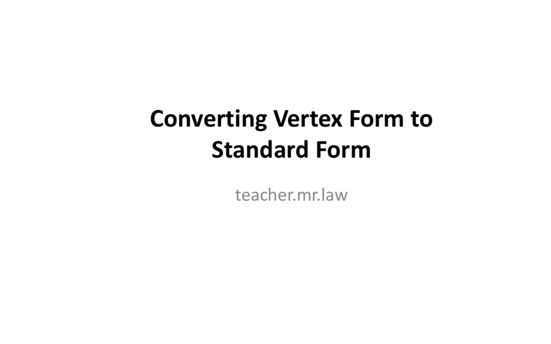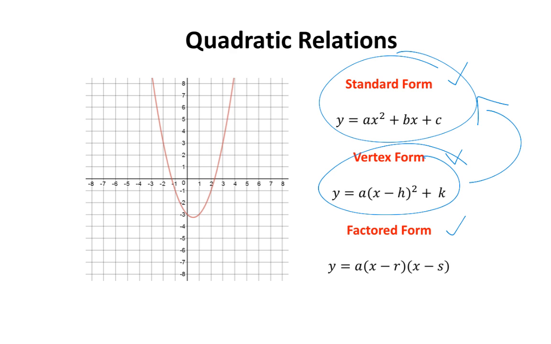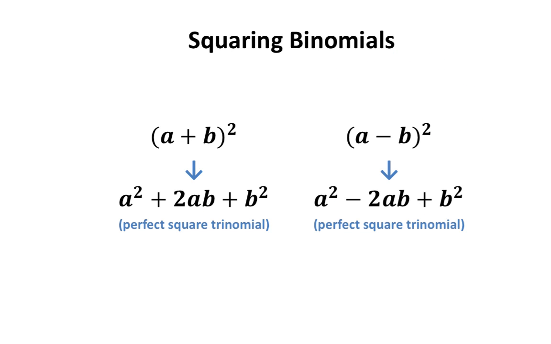In today's lesson, we'll be learning how to convert vertex form to standard form. If you recall, a quadratic relation can take on three different forms. It can take on standard form, vertex form, and factored form. Today, we'll be learning how to convert vertex form into standard form. Before we do that, let's review how to square a binomial.